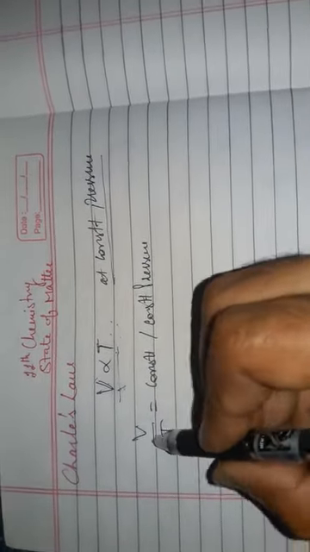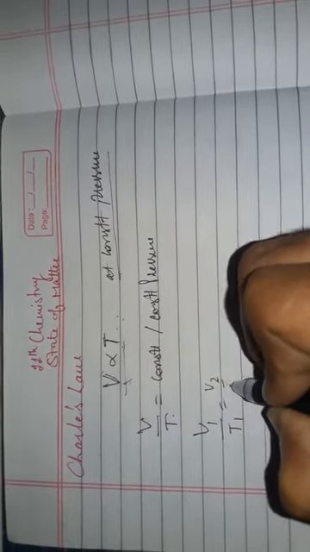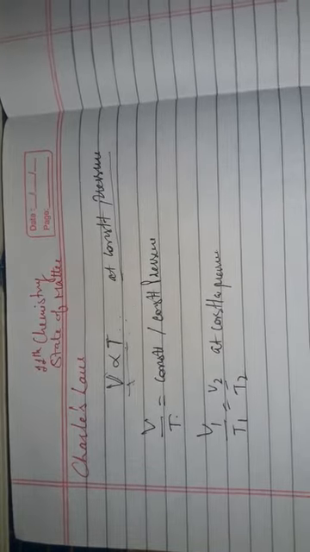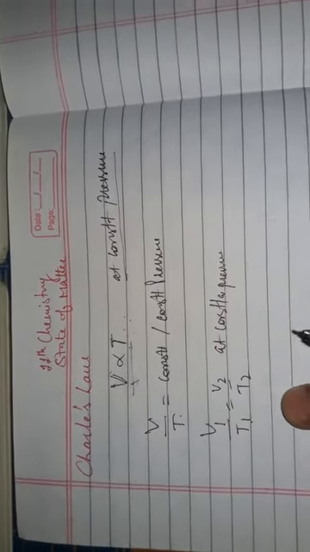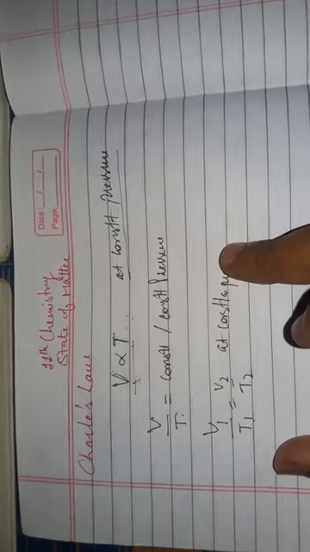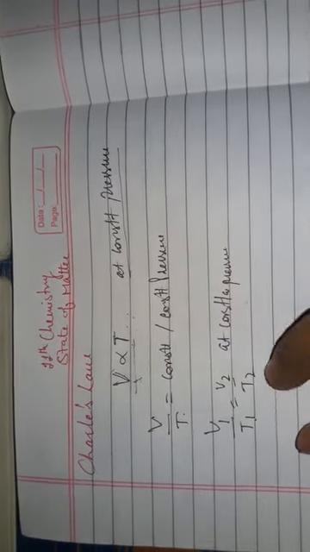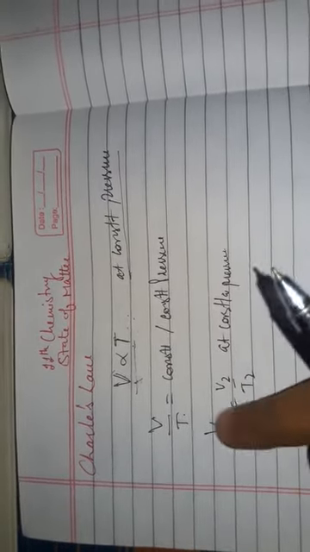Okay, when the volume and temperature change, you can also write it in the second way: V1 over T1 is equal to V2 over T2 at constant pressure. This is the condition for when the volume of a gas V1 changes to V2 with the temperature of the gas T1 changing to T2. So by using this formula you can calculate numerical values: when three terms are given, the fourth one you can calculate.